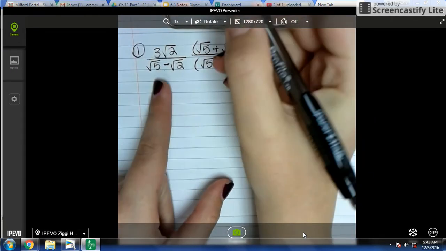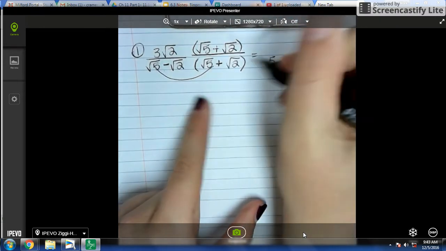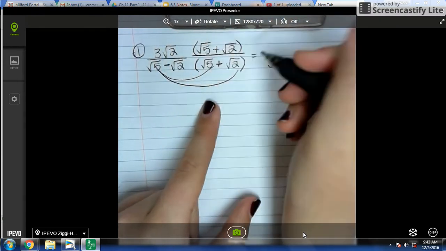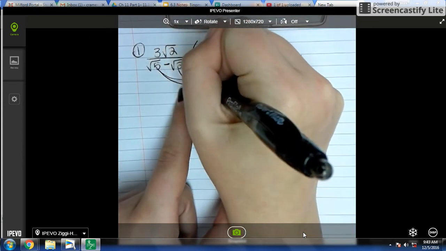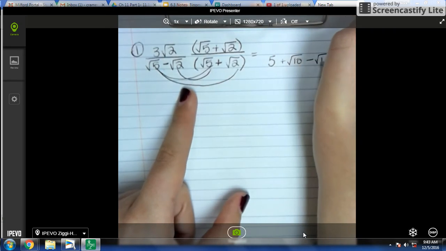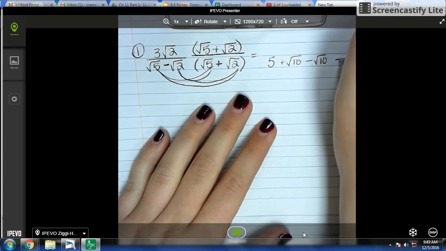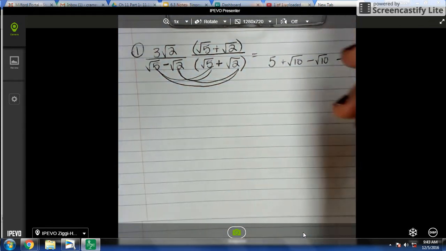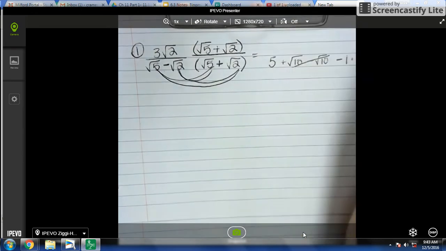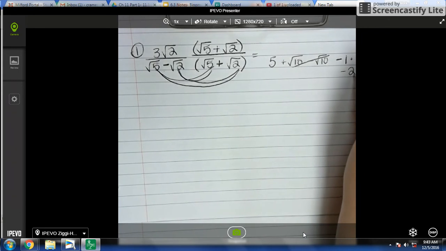So on the bottom, we need to double distribute. We get radical 5 times radical 5 is just 5. Radical 5 times radical 2 would be radical 10. Negative radical 2 times radical 5 would be negative radical 10. And negative radical 2 times radical 2 will be negative 1 times 2, so negative 2. And then radical 10 minus radical 10 will cancel out. And on the bottom, we'll be left with 5 plus negative 2, which is 3.